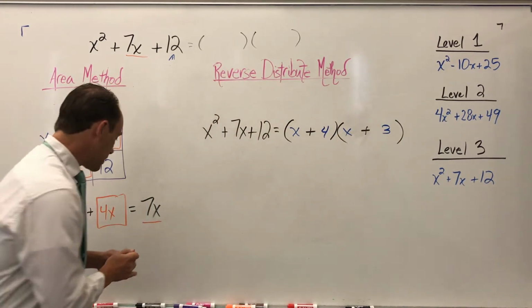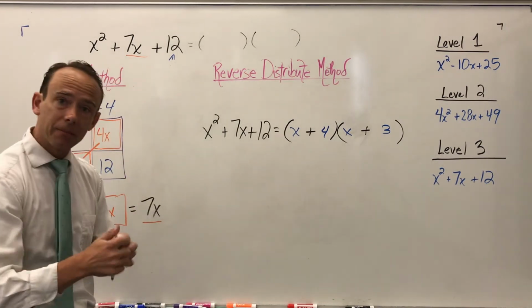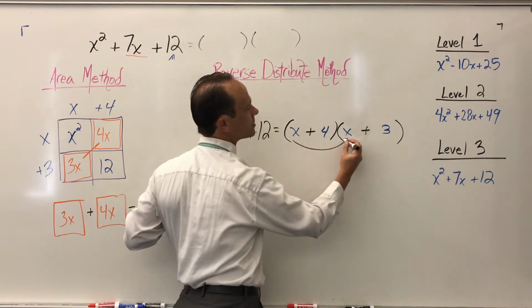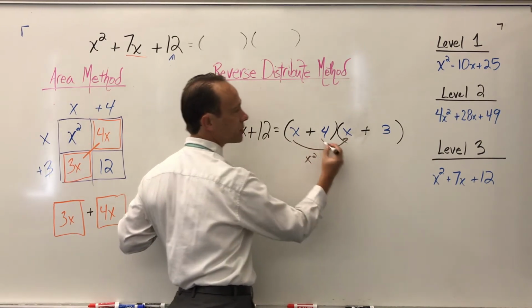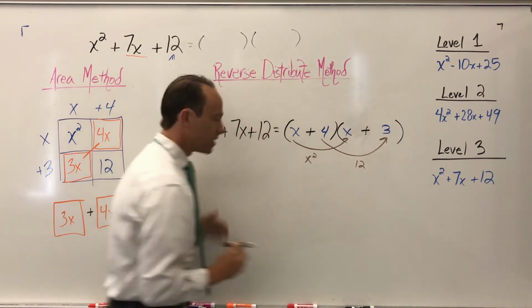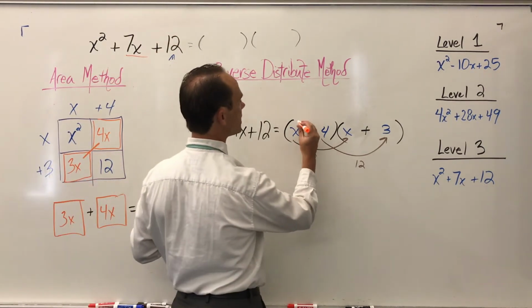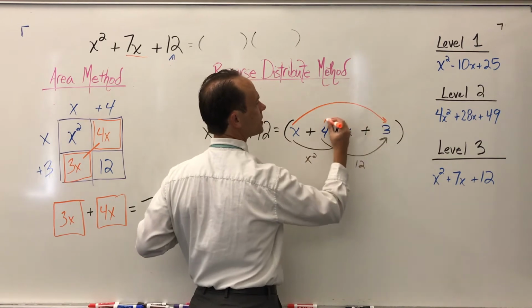And now what I would recommend is you check. So I'm going to show it, even though I'm confident, I'm just going to remind you that there's the x squared and there's the 12. Okay, so we knew that was good. Let's make sure that it adds to that middle term.